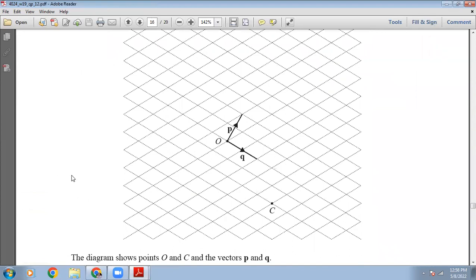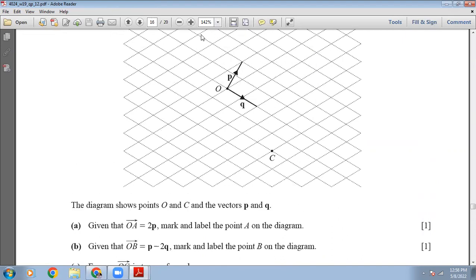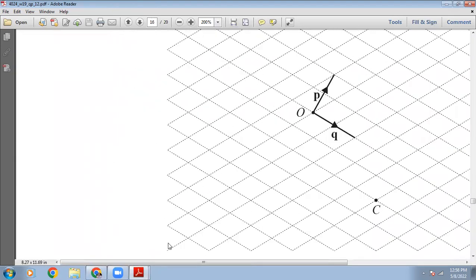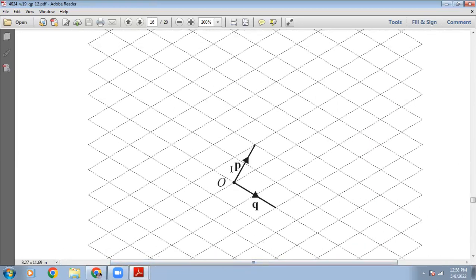Okay, so here we go. Question number 21 is showing up on your screen. It says, the diagram shows the points O and C and the vectors P and Q. Given that OA is 2P, mark and label the point on the diagram. So OA is 2P. Let me show you. This is P. So 2P means 2 steps this way, 1 step up.